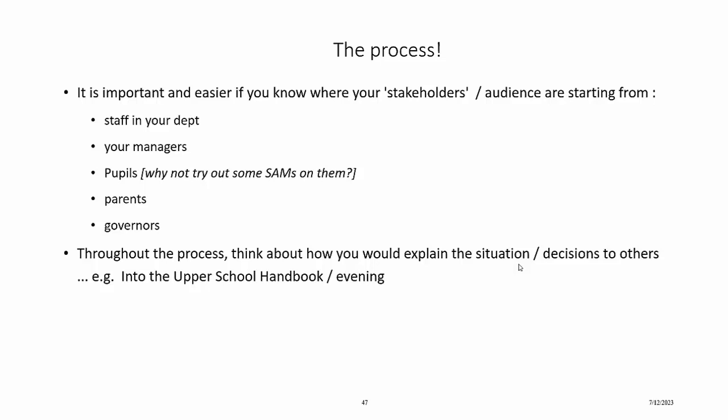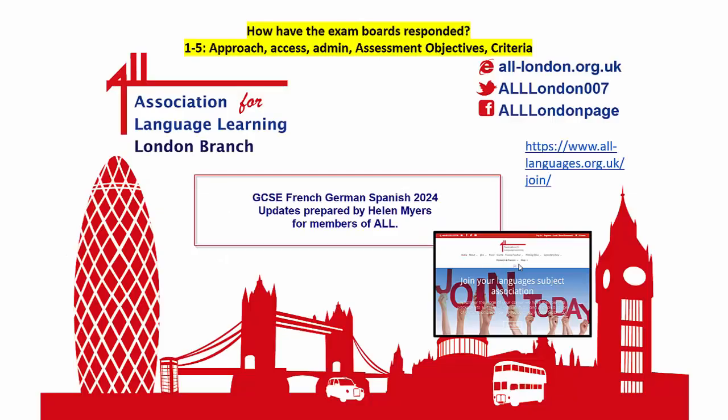And throughout the process, practically think about how you, as a head of department, as a manager, as a teacher, how would you explain the situation or the decisions to others? You're going to be having to write an entry for the upper school handbook, or for an evening. You'll be giving a talk. Think about how you would explain why you've chosen that. What are the elements of the exam board which suit you? And then the next section is going to be looking at how the exam boards have responded.